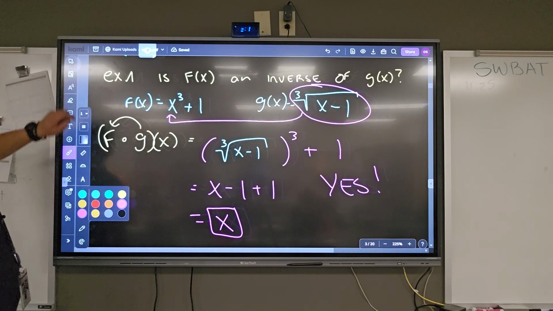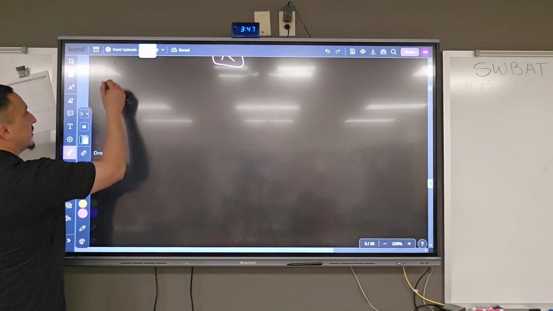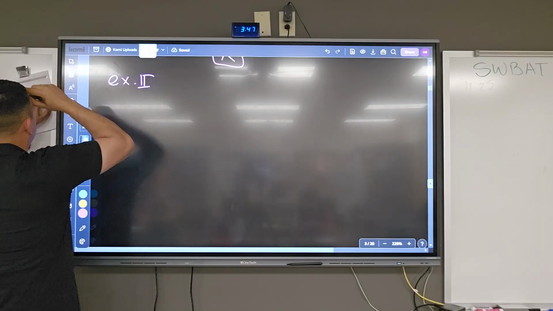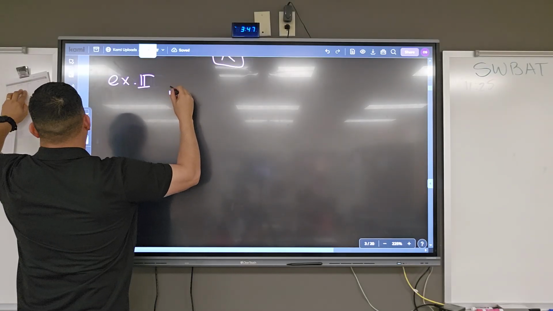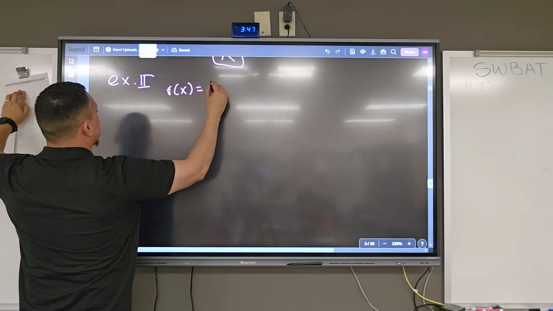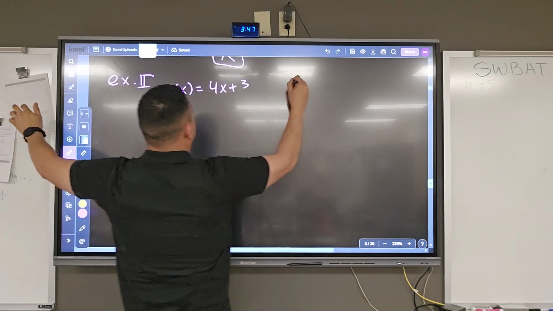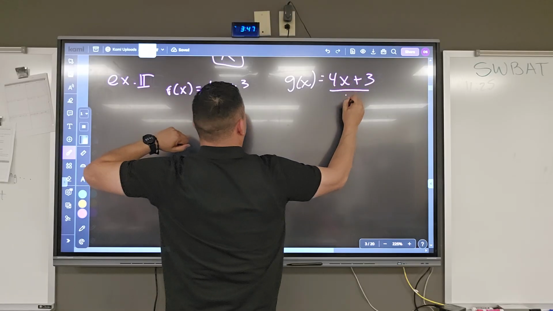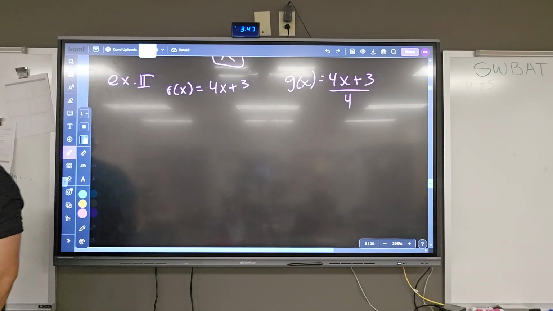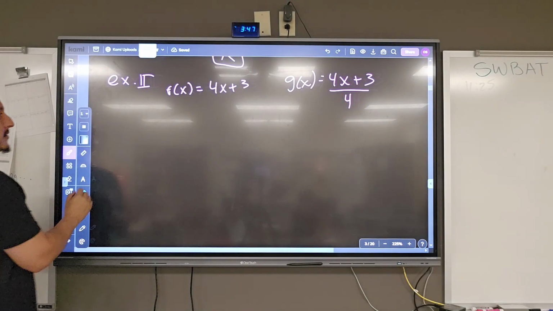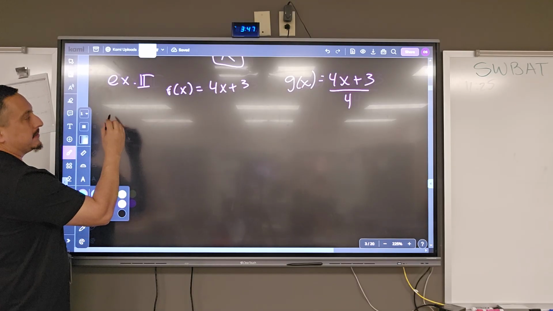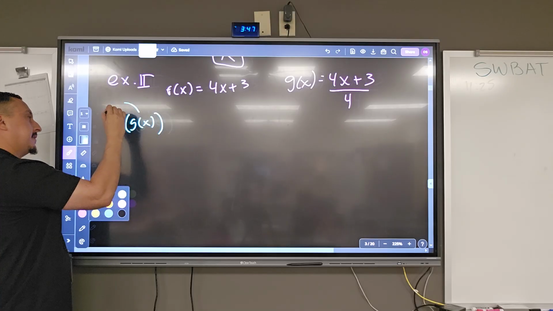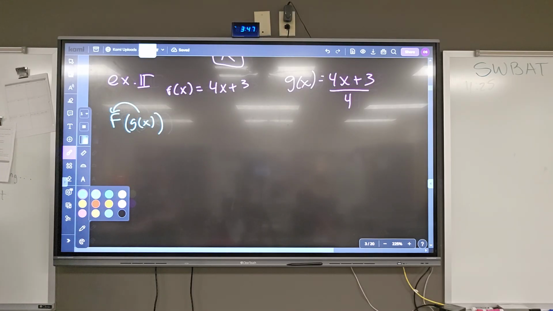Okay. Let's try one more of these. If you get how it works, we'll stop with this one. Example 2. Let's do f of x equals 4x plus 3, and g of x equals 4x plus 3 over 4. Just so our work matches, let's plug g into f, so that we have the same steps.